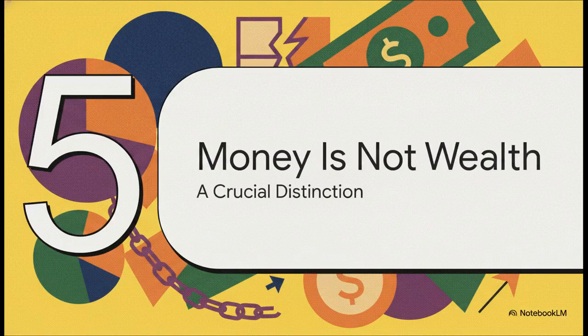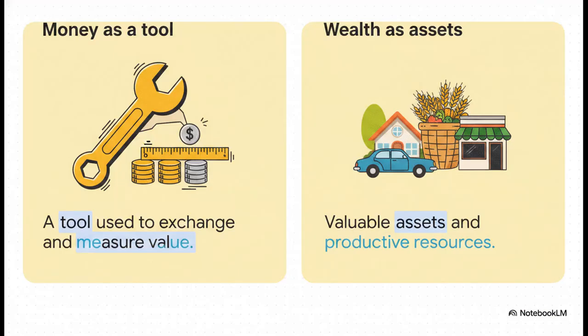Finally, Section 5. Money is not wealth, a crucial distinction. As we wrap up this foundation, we absolutely have to shatter a huge misconception: the dangerous idea that money and wealth are the exact same thing. They are not. Money is simply the tool we use to facilitate exchange. It's the measuring stick. Actual wealth, on the other hand, consists of real productive resources. We're talking about things like houses, cars, food, businesses, and valuable assets.